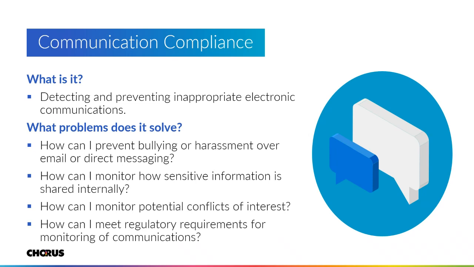So the kinds of problems communication compliance can solve, this is things like how you prevent bullying or harassment over email or over Teams messaging. It's about how you monitor how your sensitive information is being shared within your organization. It's a way of monitoring potential conflicts of interest. And it can also be about meeting specific regulatory requirements as well for monitoring of communications. So in some industries, you'll be obliged to monitor a subset of all communications between particular teams.